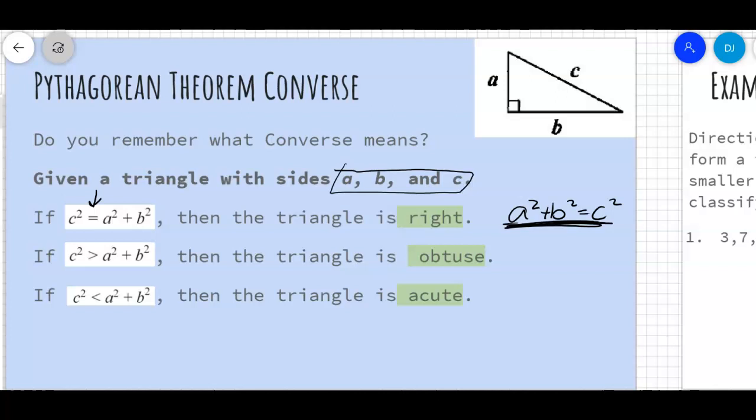Now, this is where it gets a little interesting, because the way it's set up is if you start off with the hypotenuse first, the greater than symbol is going to represent an obtuse triangle, which is convenient because it's greater than 90 degrees. As long as one angle is greater than 90 degrees, it's going to remind you that, hey, that's obtuse. Now, if our hypotenuse is less than the sum of the other two sides, then it's going to end up being an acute triangle.